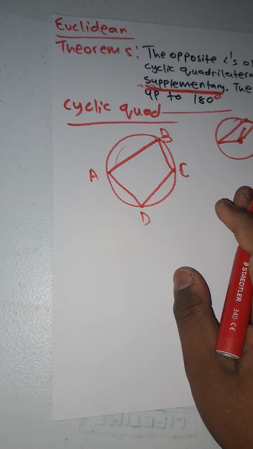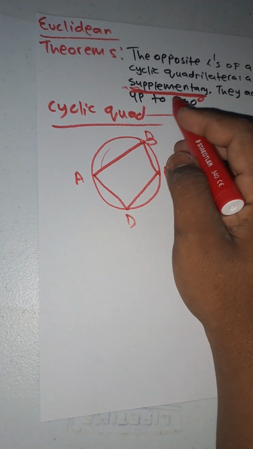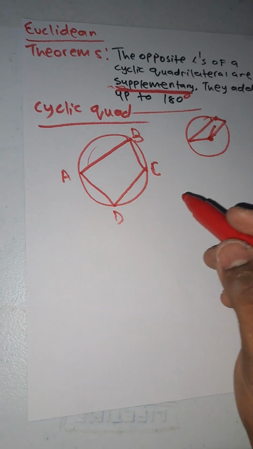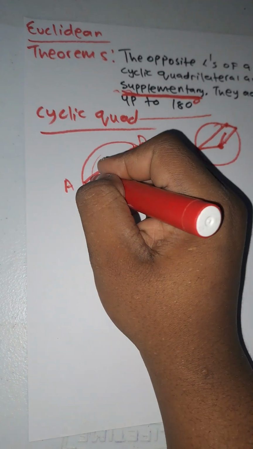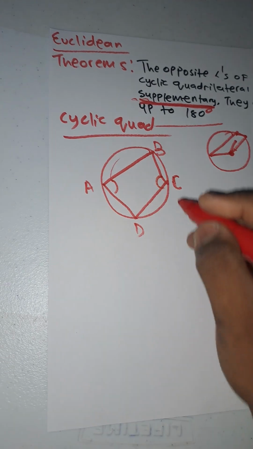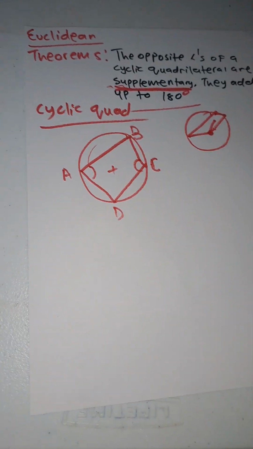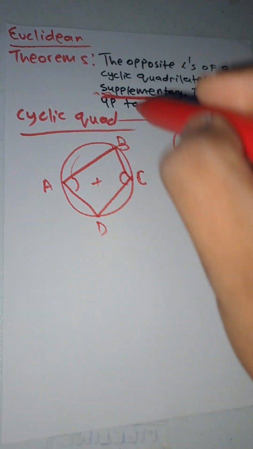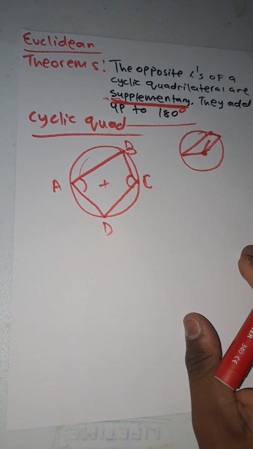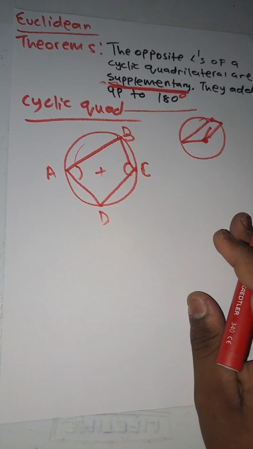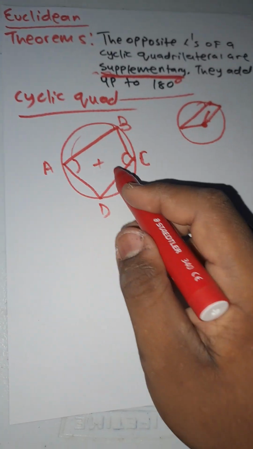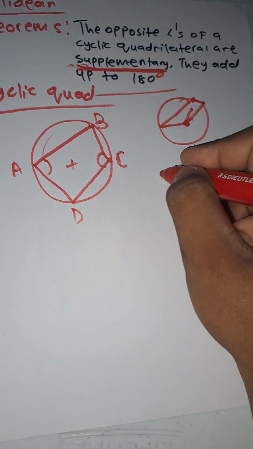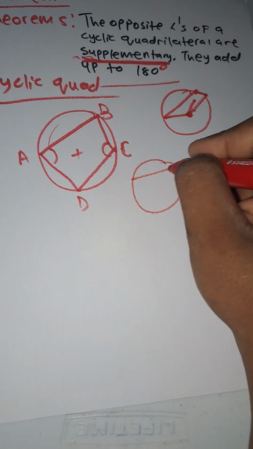Okay, so what do I mean? Remember, supplementary means they add up to 180, and the opposite angles. So what do I mean there? I mean that if A and C, when I add them, they must give me what? 180 degrees. Okay, because they are opposite angles of a cyclic quad. So this is what you just have to know. If you see something like this and then you see opposite angles, know what you have? Supplementary angles.